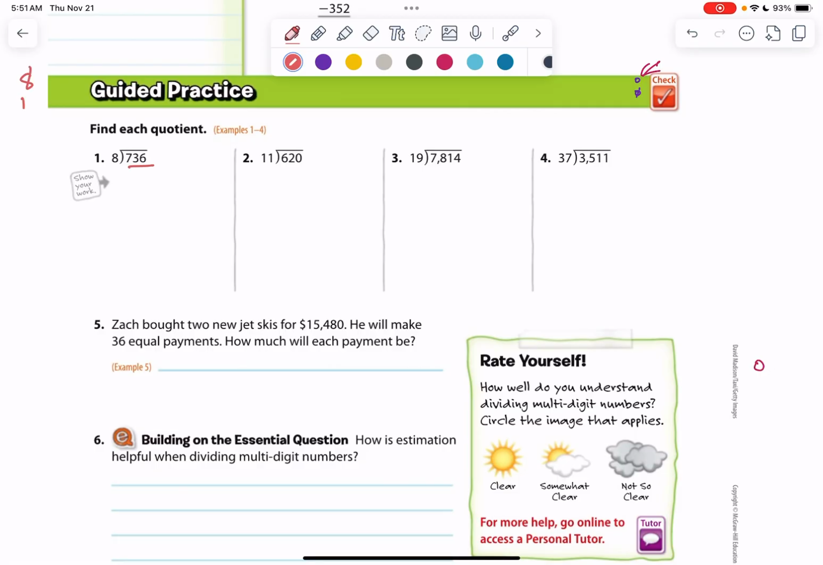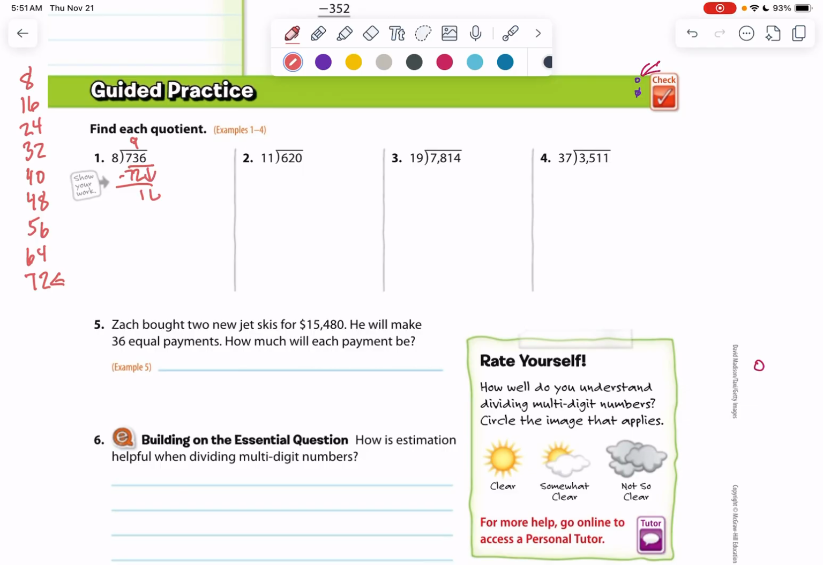So 8, 16, 24, 32, 40, 48, 56, 64, that was 8 times 8, 8 times 9, 72. Okay, I'll stop there. So look, the first one, 8, does not go into 7. So we're looking at 8 into 73, which is 9 times. 9 times 8 is 72. Subtract 73, take away 72 is 1.